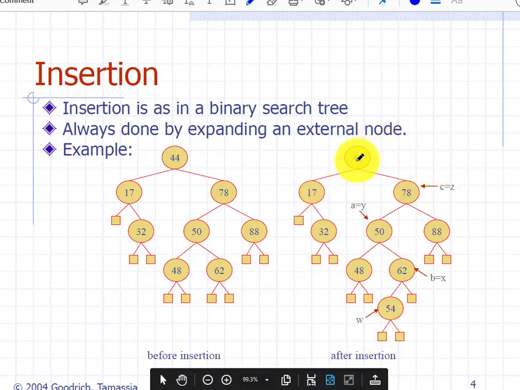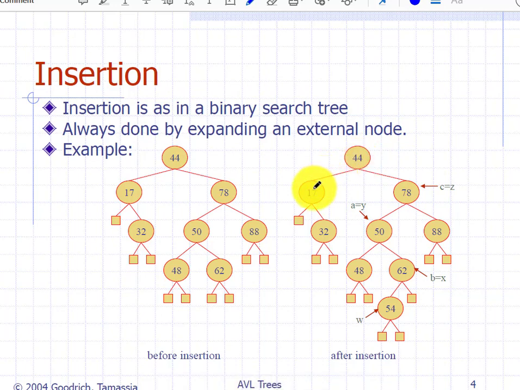I would compare 28 with 44. Okay, it goes to the left. I would compare 28 with 17. It goes to the right. I would compare 28 with 32, which means that 28 goes here.